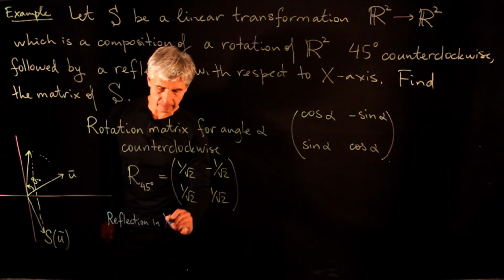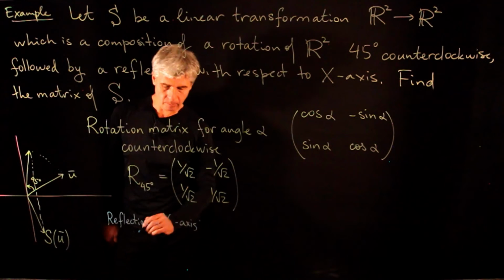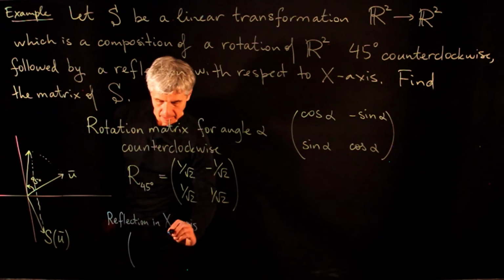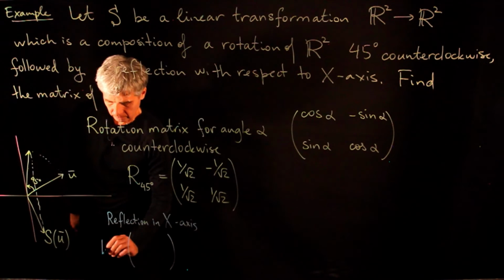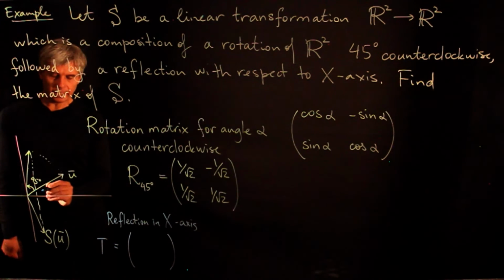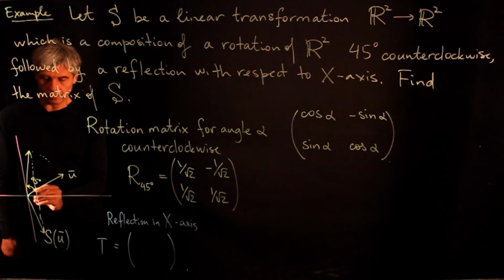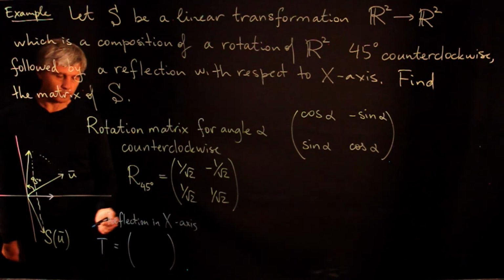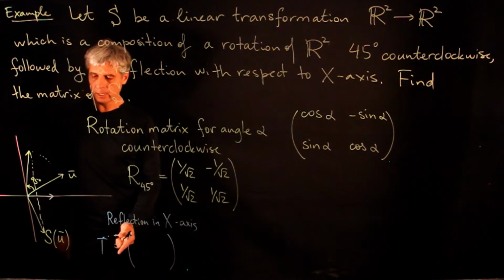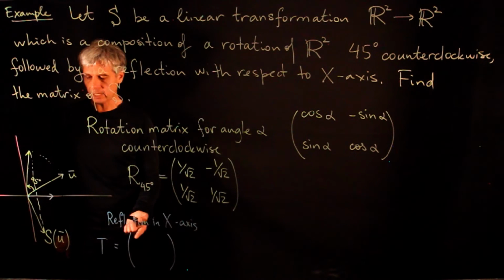in x-axis. So to construct this matrix, let's call it T, we take images of basis vectors. So this is our rule. To find the matrix of a transformation, compute images of basis vectors.